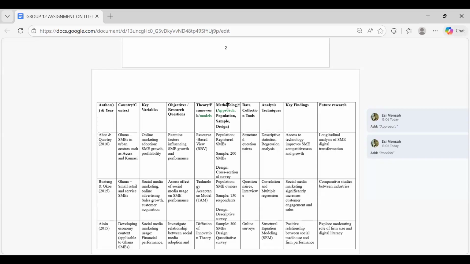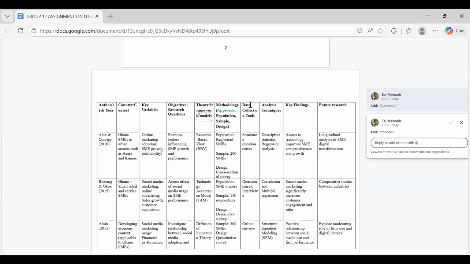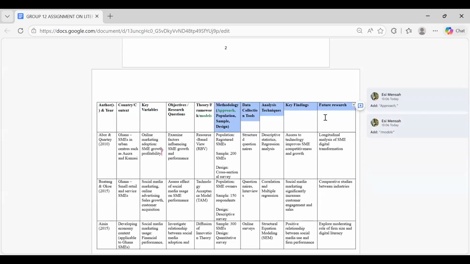So from methodology, data collection, analysis, key findings, and recommendations for future research. If you look at it critically, the first three will help you write the conceptual review. The second will help you write the theoretical review. The last set will help you write the empirical review. Now, in the empirical review, you need to talk about methodology, data collection, analysis, findings, and future research. So let's look at it. They should have talked about approach first before they come to population, sample, and design.